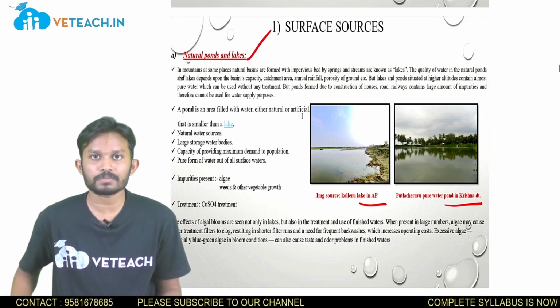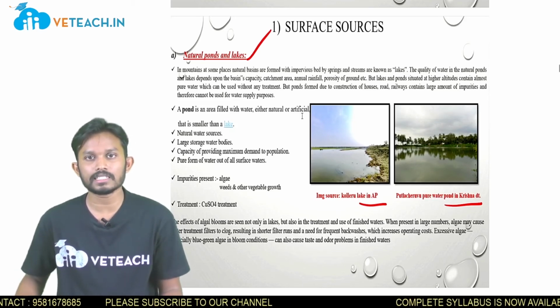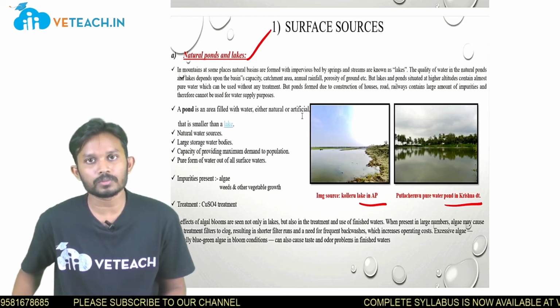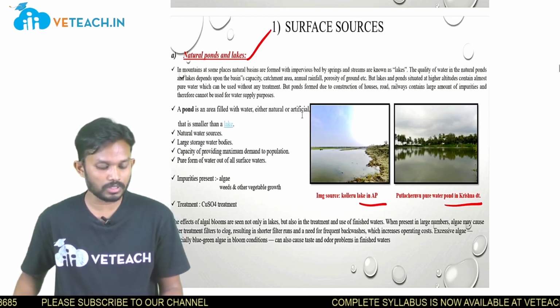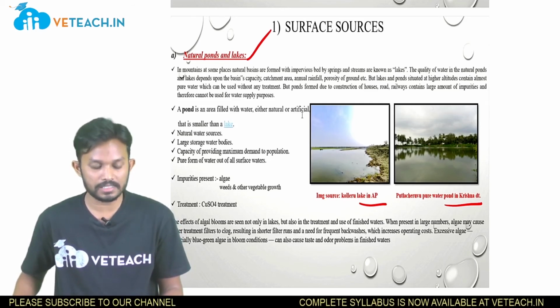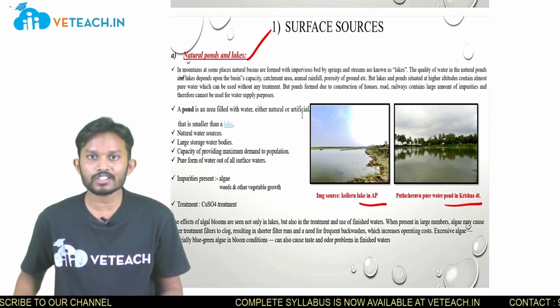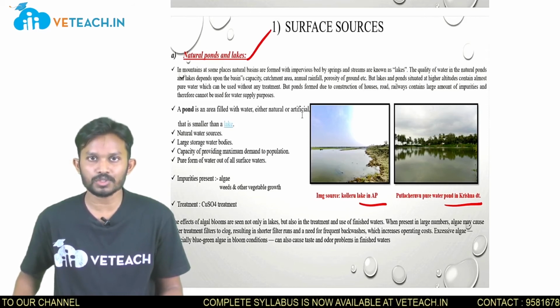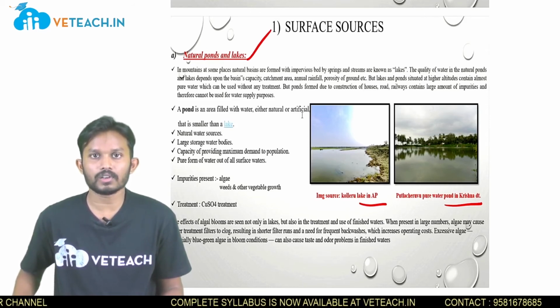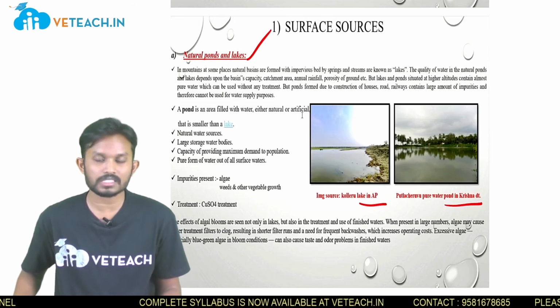From these sources we can expect a pure form of water, because they are still water and do not move from surface to surface. So it is a pure form of water if it is undisturbed. But as it is still water, we can imagine that the water undergoes certain reactions with the atmosphere, and algae or weeds may generally form.